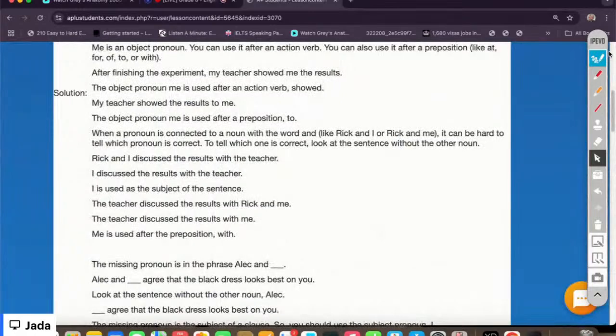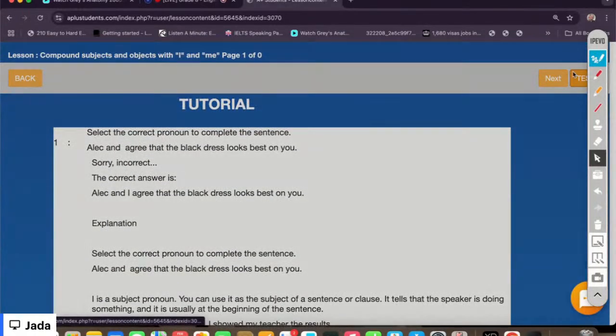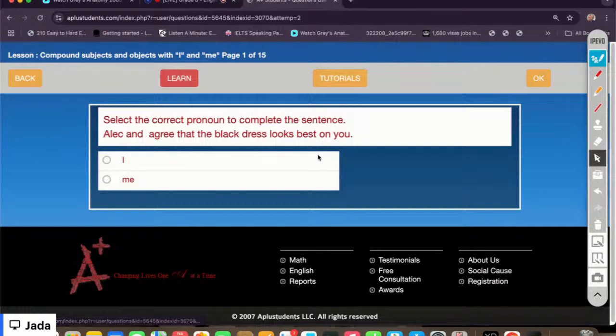Alright, so let's move to the test. So select the correct pronoun to complete the sentence. Alec and blank agree that the black dress looks best on you. So if you remove this one and you say I agree that the black dress looks best on you, it will be suitable. So you can say I agree. All right.